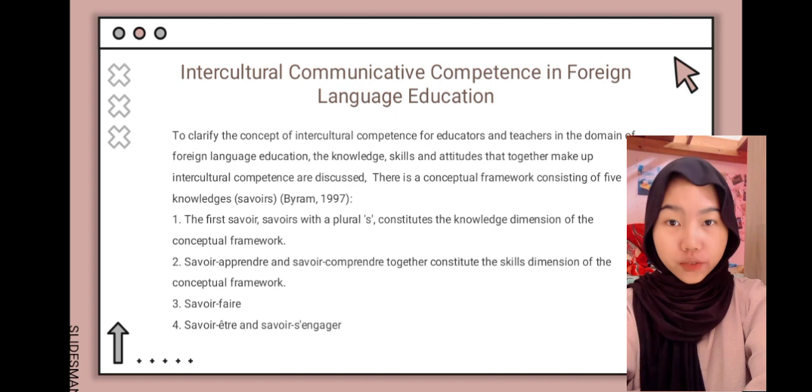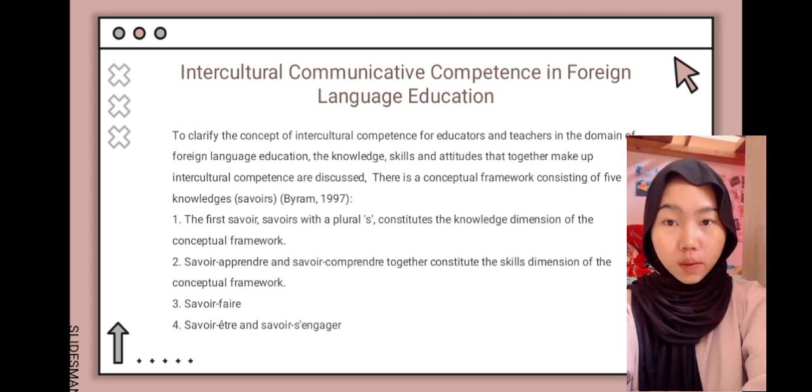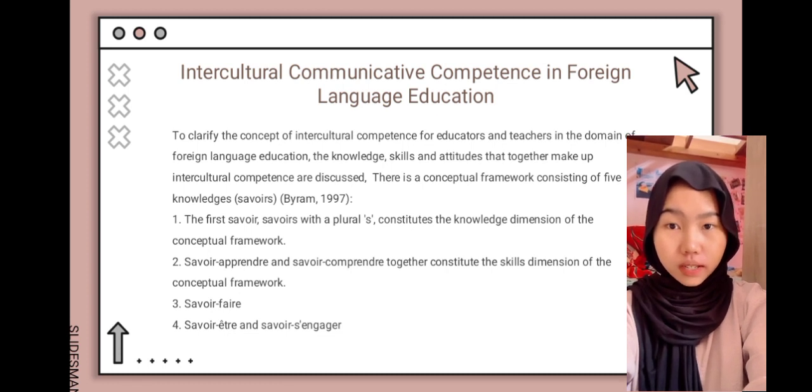The last are savoir-être and savoir-s'engager. They are best considered together since they refer to a general disposition that is characterized by a critical engagement with the foreign culture under consideration and one's own, and the capacity and willingness to abandon ethnocentric attitudes and perceptions, and the ability to establish and maintain a relationship between one's own and the foreign culture.